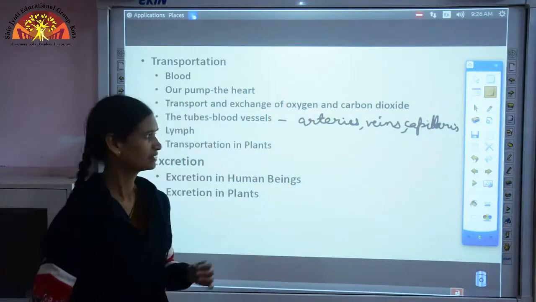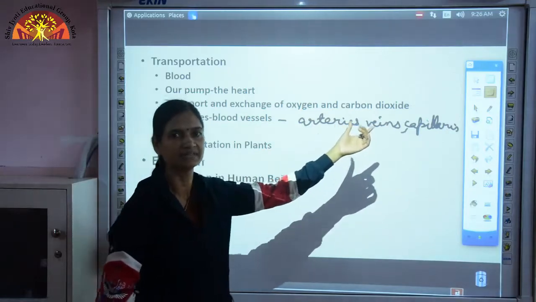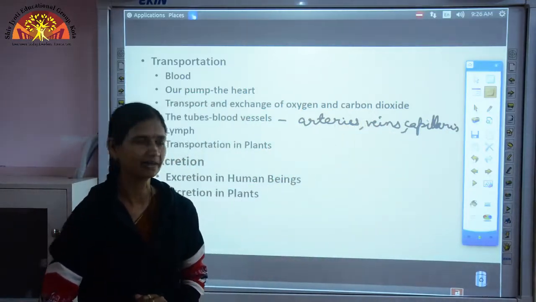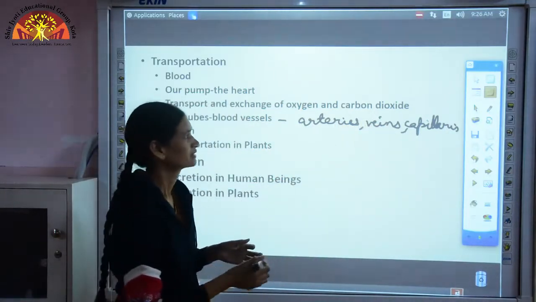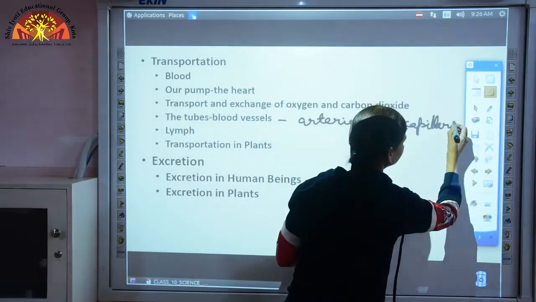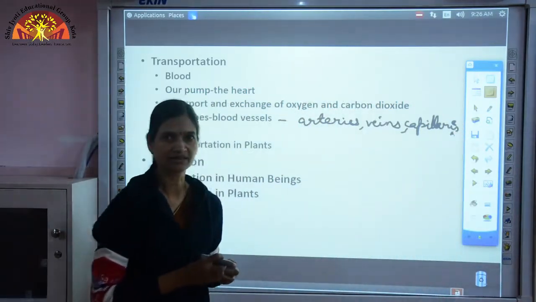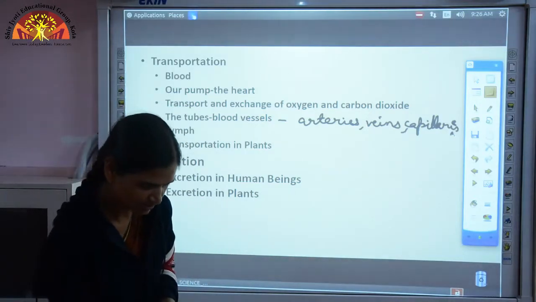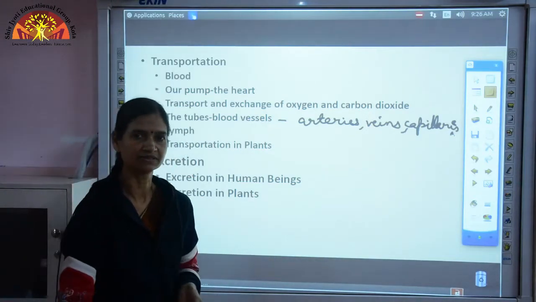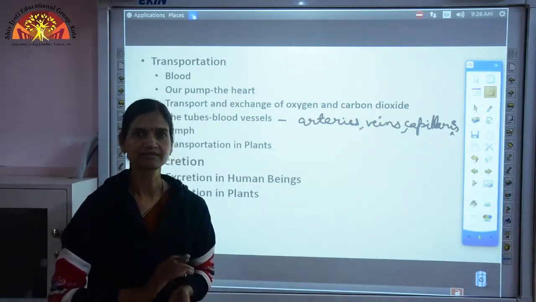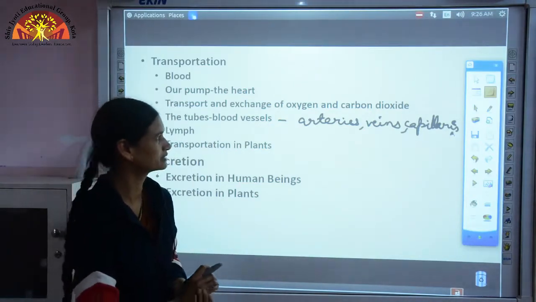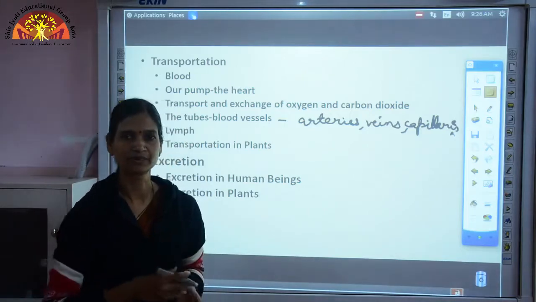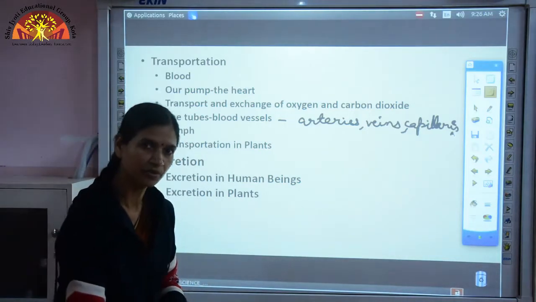They carry blood. Arteries carry oxygenated blood and veins carry deoxygenated blood, and they meet in the capillaries. Capillaries में आकर ये एक दूसरे से मिल जाती हैं and the exchange of material takes place here. So on page number 107 you can see the various differences between arteries and veins. So they help in the circulation or movement of blood in the body.